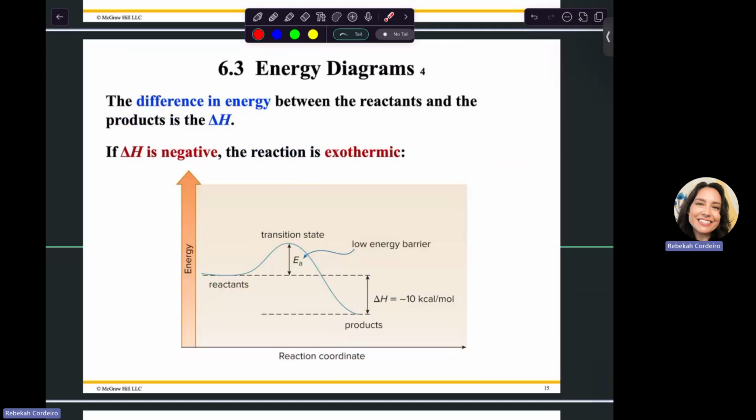We've talked about this already, but if this is a lower energy barrier, it's probably going to be a faster reaction. You would have to compare two to each other to tell if it's going to be slow or fast. And then the difference in reactants and products is going to be your delta H. Think about this math as products minus reactants. You would look at the products' energy, subtract the reactants' energy, and you would get a negative number, because the products are lower than the reactants. And so this would be an exothermic reaction.